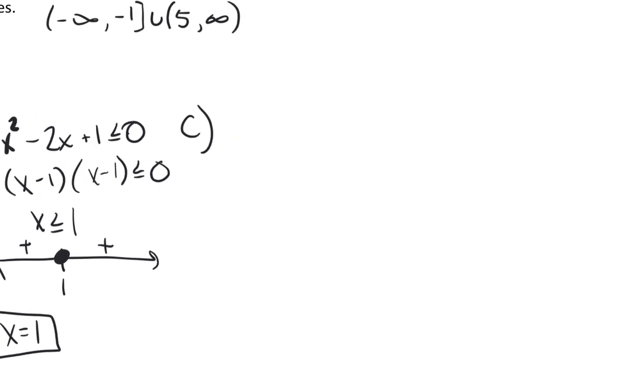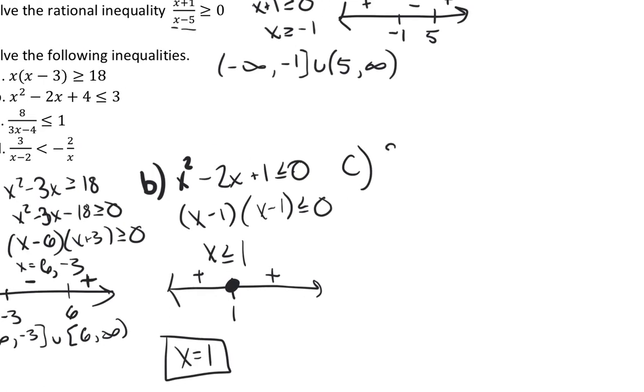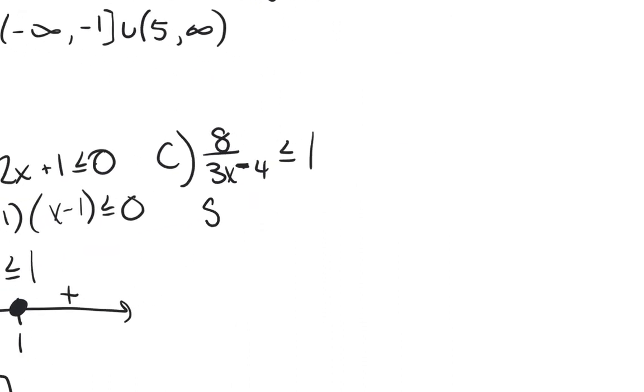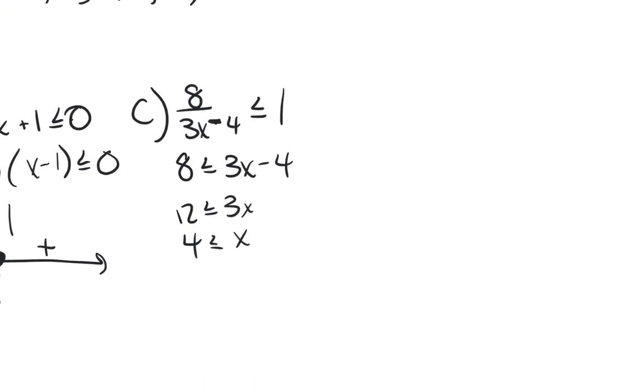For part C, we have 8 divided by 3x minus 4 is less than or equal to 1. So we're going to start by multiplying our denominator out, and then we're going to subtract over and get 12 is less than 3x. And then we'll get that 4 is less than or equal to x.